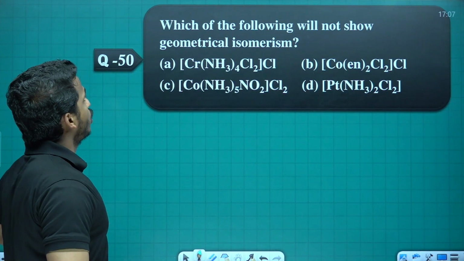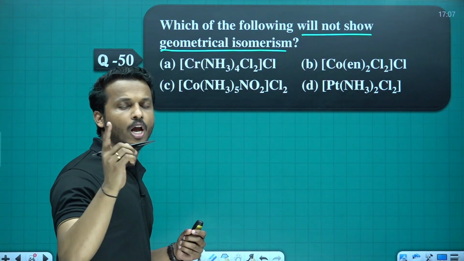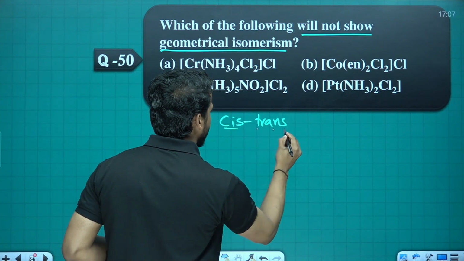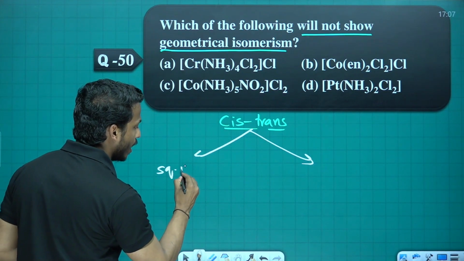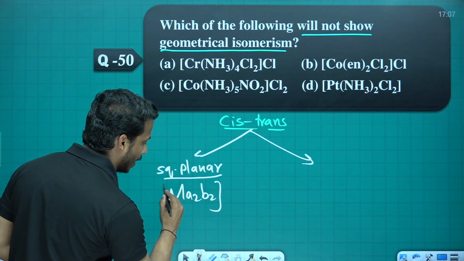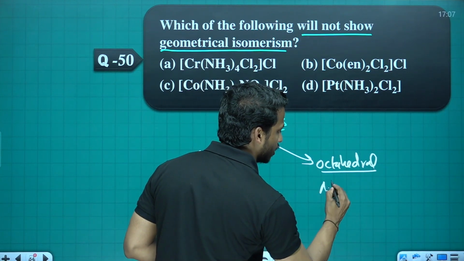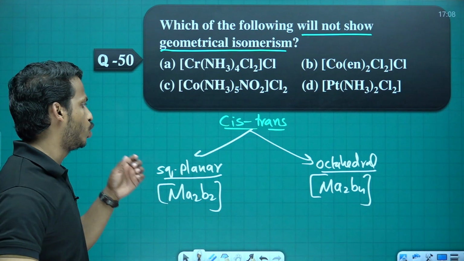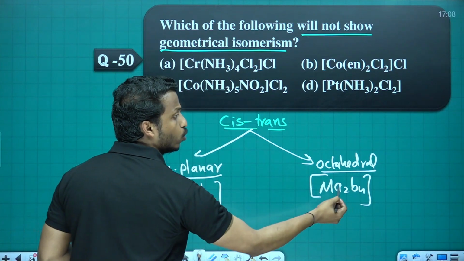Check it all. Which of the following will not show geometrical isomerism? What is geometrical isomerism? Cis-trans isomerism. Correct, my dear? Cis-trans isomerism is given by two complexes. Please note all. Square planar complex will show with the type Ma2B2 type, whereas octahedral complexes of the type Ma2B4 can show cis-trans isomerism or geometrical isomerism. You check it. This is Ma4B2 or Ma2B4 type.